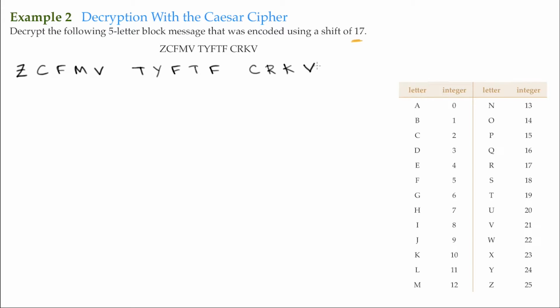And V. Now that we have that, we go ahead and we assign the numbers using our chart here. We'll go ahead and assign the numbers. So this is 25, 2, 5, and we do that for each letter.